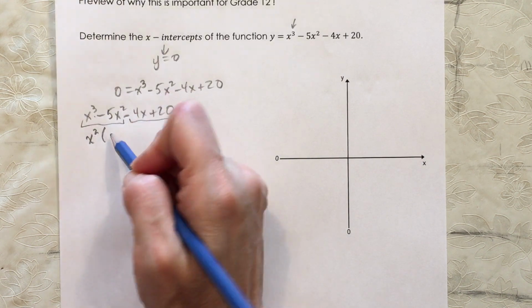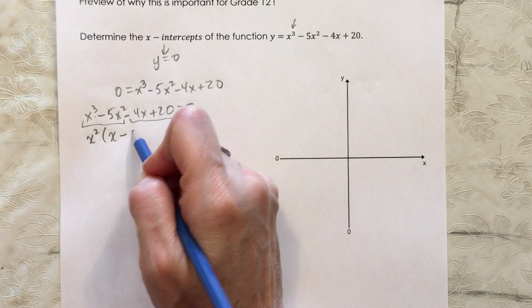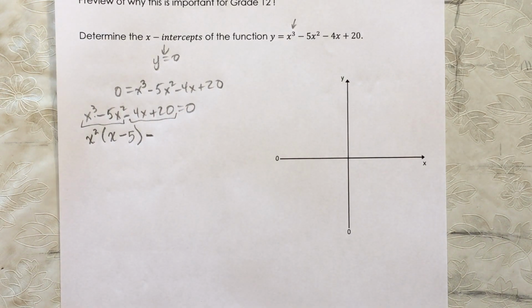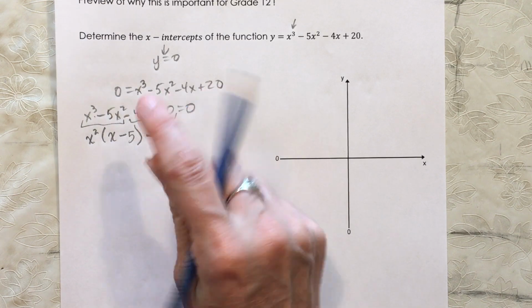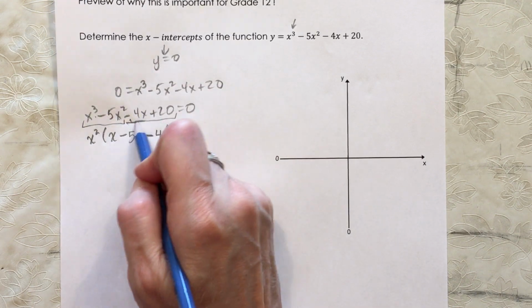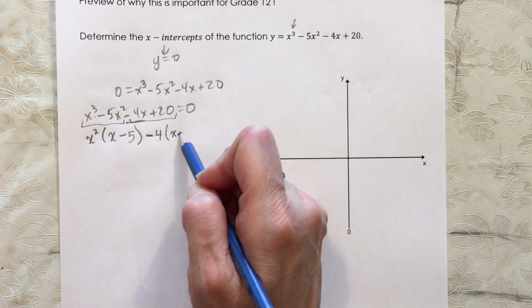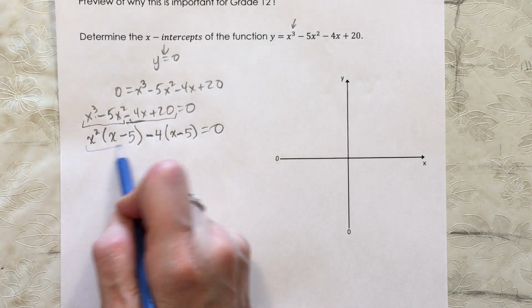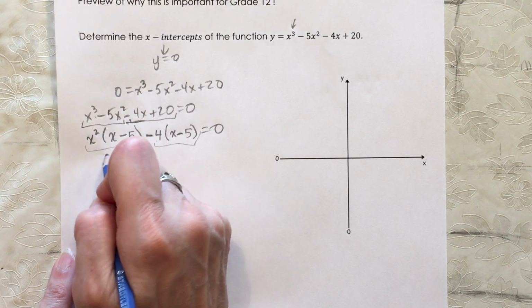So x cubed divided by x squared is x. 5x squared divided by x squared is 5. Sign that comes next goes next. What's in common with 4x and 20? 4. So you're dividing negative 4x by negative 4, and that gives you x. Careful, positive 20 divided by negative 4 is negative 5. And then if you look at these 2 big chunks here, they've got the binomial x minus 5 in common.